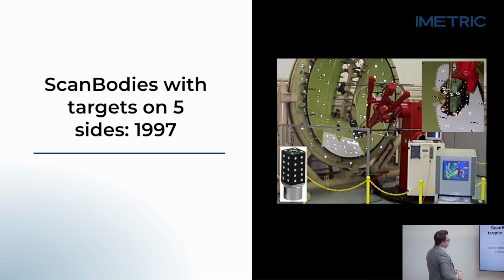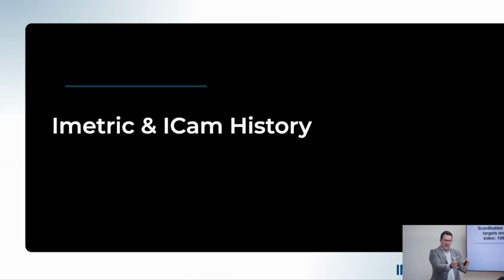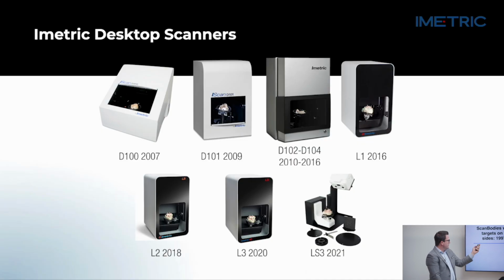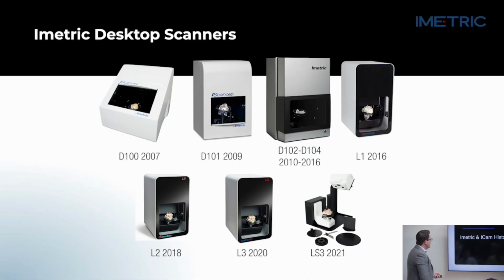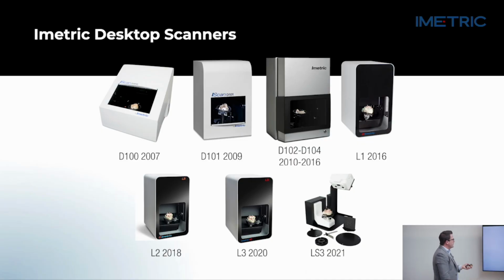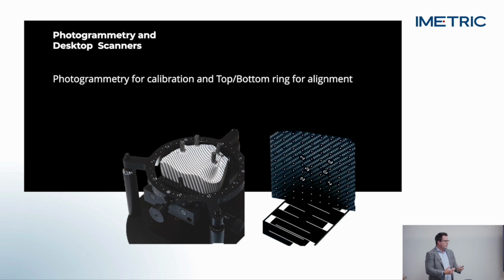So they were using stereo photogrammetry back in the mid-1990s, but then in '97, that's when they realized if we have multiple surfaces to this scan body, I'm going to have better accuracy and better precision, right? So this was back in '97. So history of the company, we actually started off with desktop scanning back in 2007, and throughout the years here, you'll see the different desktop scanners that we've had as an organization.